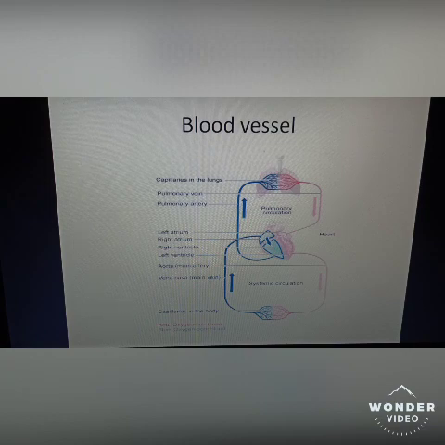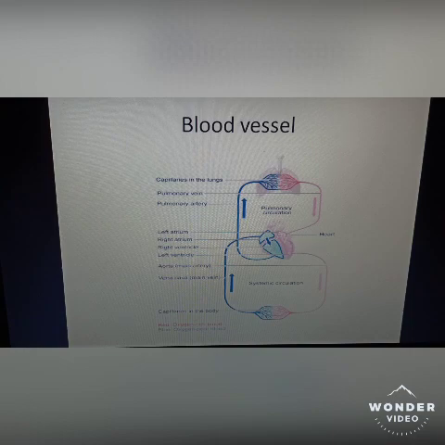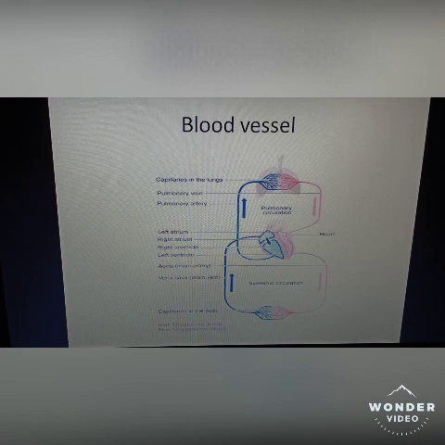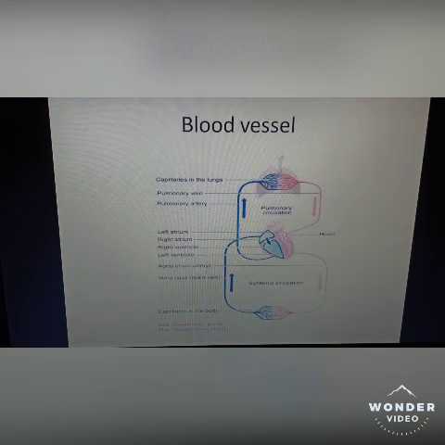So why are there vessels having lower pressure and higher pressure? The answer is, for example, veins have thinner walls, while the aorta has relatively thick walls.